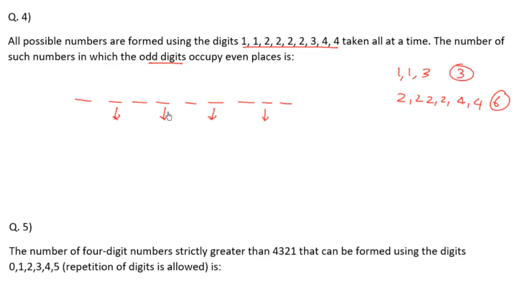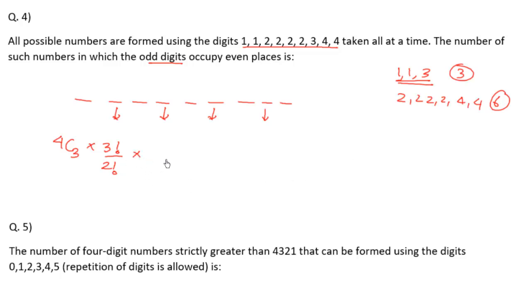Now what we can do is that in these even places we have to place odd numbers. Out of these 4 places we have to select 3 places wherein we will be putting these odd numbers. That can be done in 4C3 ways. Now once we have selected any 3 places, then these numbers can be arranged in 3 factorial divided by 2 factorial. Why so? Because 1 is repeating twice.